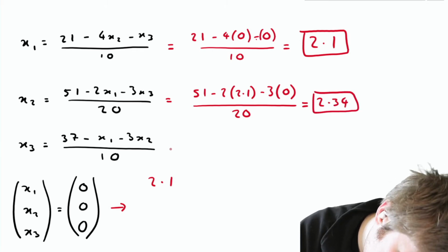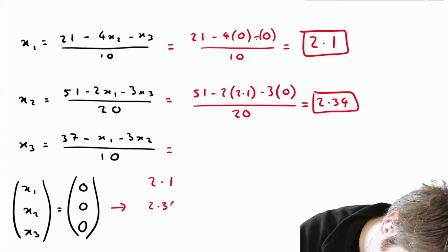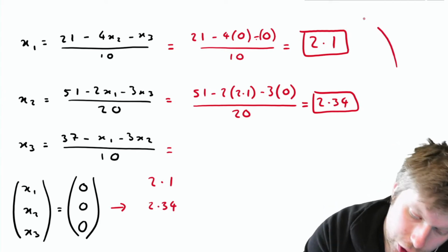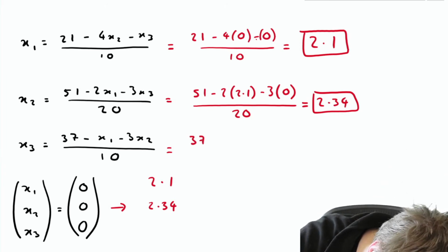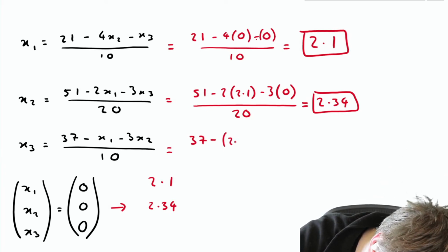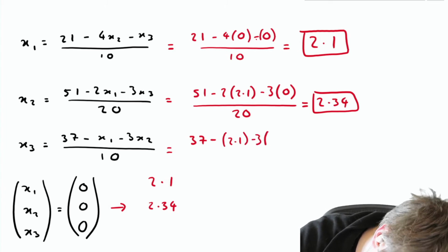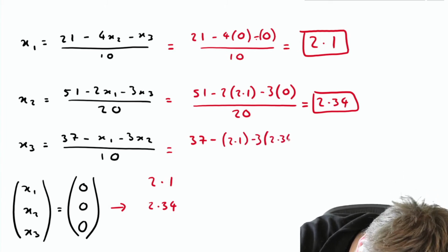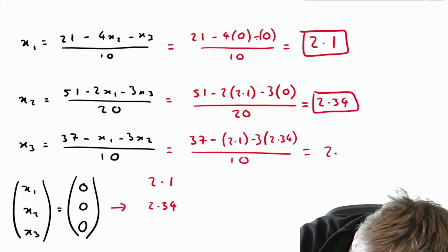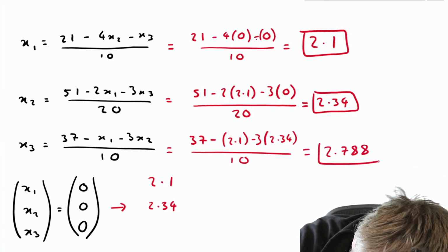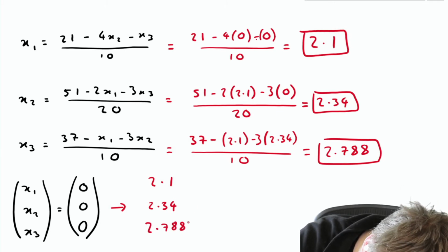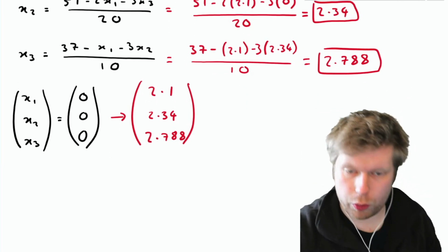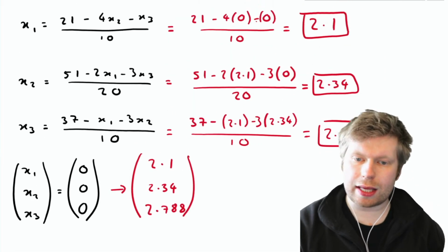And finally, for x3, I now have new improved values for x1 and x2, so I'm going to be using those. So 37 minus my new improved value for x1, which is 2.1, minus 3 times my new improved value for x2, which is 2.34, divide all of that by 10, and that comes out as 2.788. Great, so that's my new improved value for x3 as well. I won't bore you with the steps, but I can keep doing that same process again.